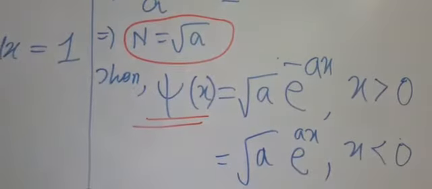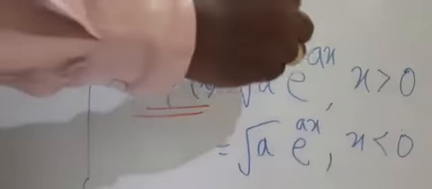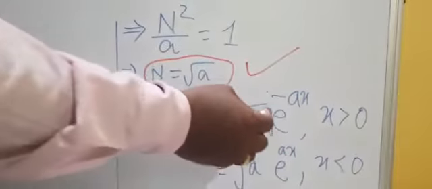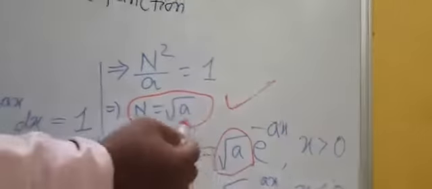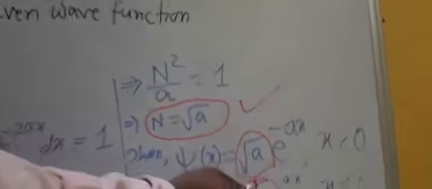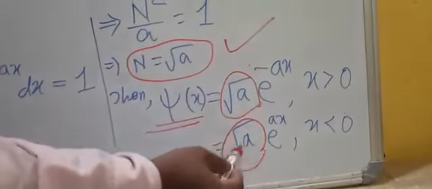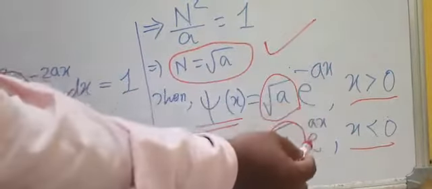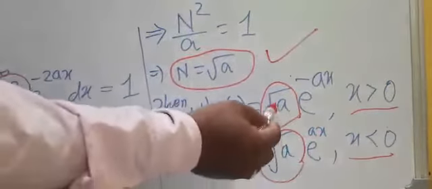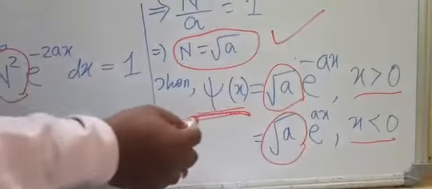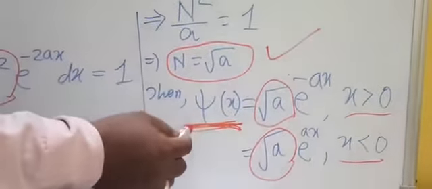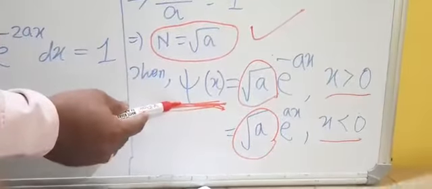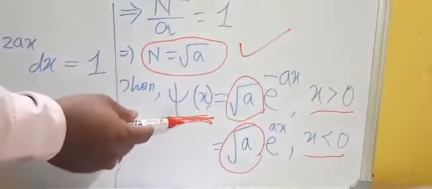Then you put the n value in the wave function. So wave function is psi x. Here it is n, so in place of n you write root a. Here also, in place of n you write root a. And as per the condition, the exponential here is e to the minus x, and it is e to the plus x, and the constant value n is equal to root a. So it is called the normalized wave function. Now the wave function is called normalized wave function. So as per the question, this is the answer, the normalized wave function.